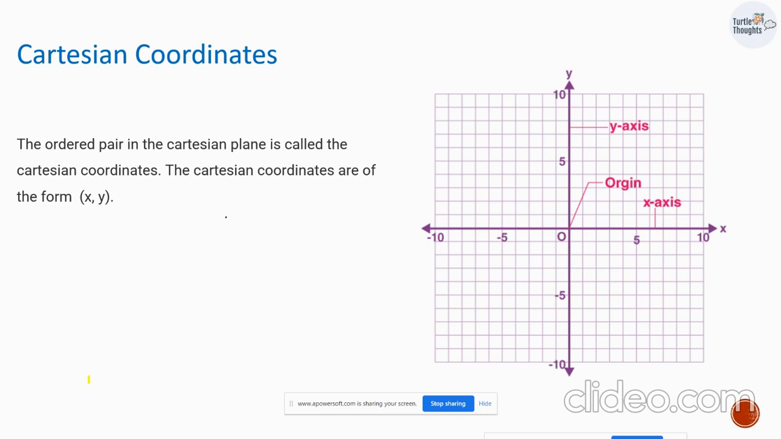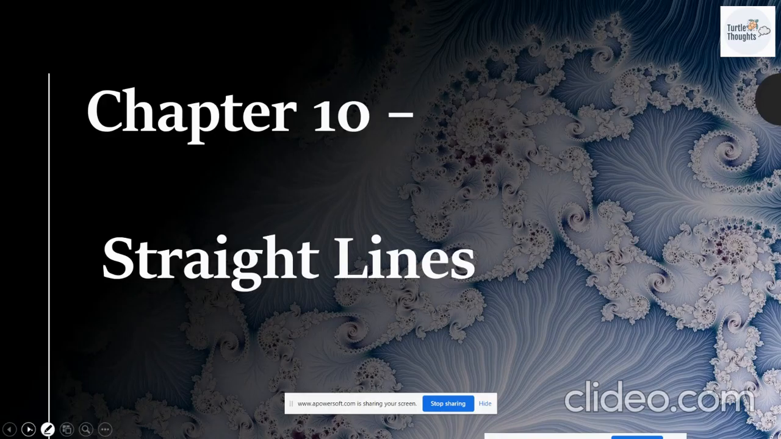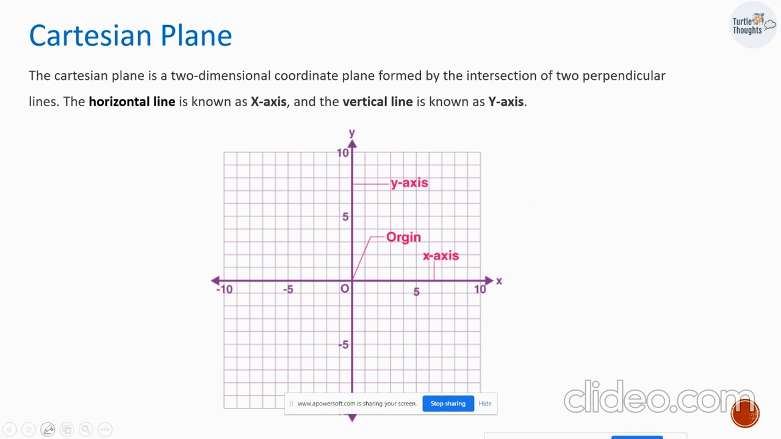What is the Cartesian coordinate? Let us start with the Cartesian plane. So what is a Cartesian plane? A Cartesian plane is a two-dimensional coordinate plane formed by the intersection of two perpendicular lines. The horizontal line is known as the x-axis, the vertical line is known as the y-axis, and the point where the x-axis and y-axis meet is known as the origin.